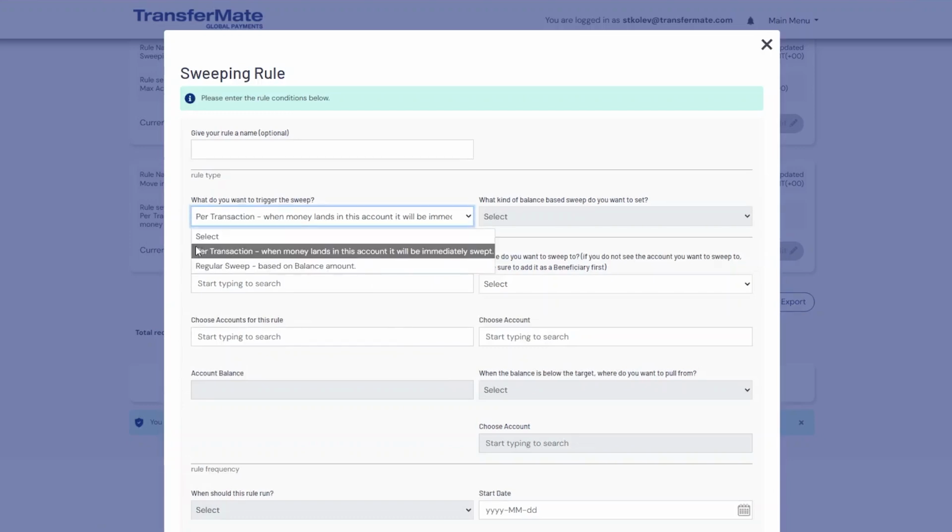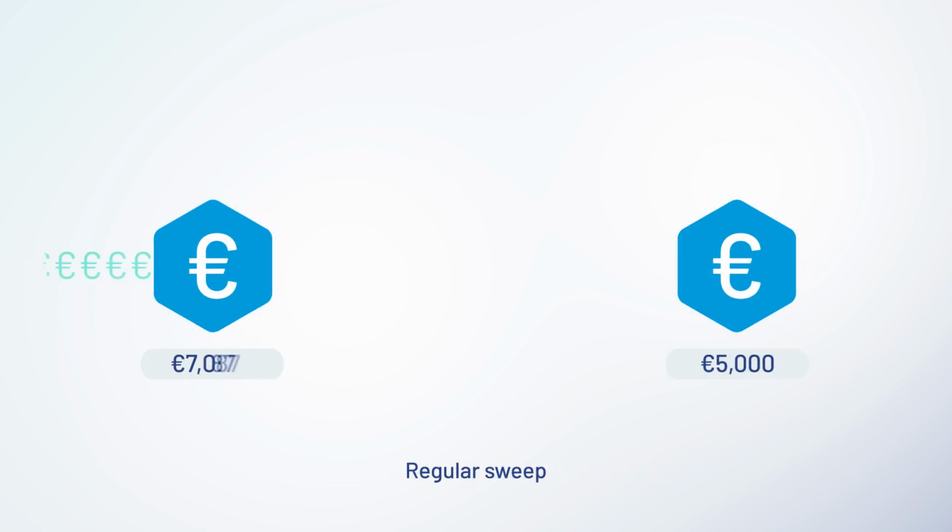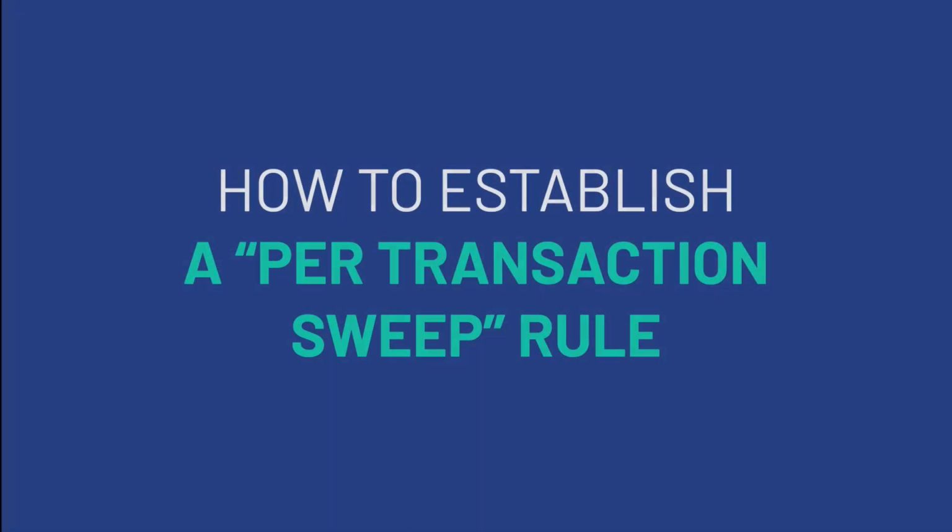You will then be presented with two different options that will trigger a sweep. These rules are 1. Configure sweeping rules per transaction. In this instance, when funds arrive in a specific account, they will be immediately moved to another nominated account. And 2. A regular sweep. In this scenario, funds will be moved from one account to another based on the balance held in that account. How to establish a per transaction sweep rule.